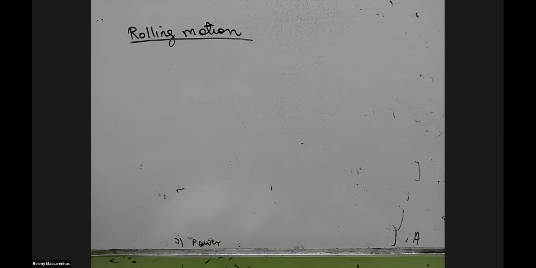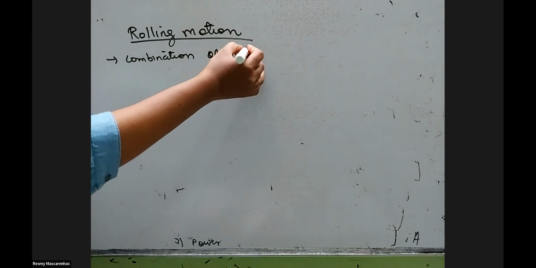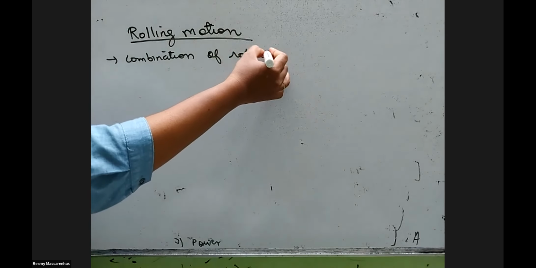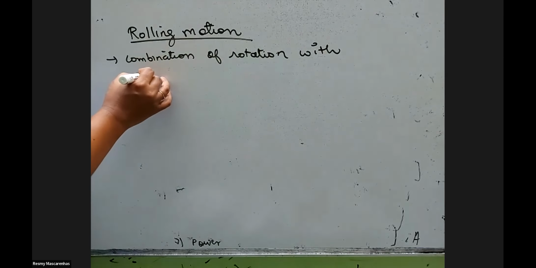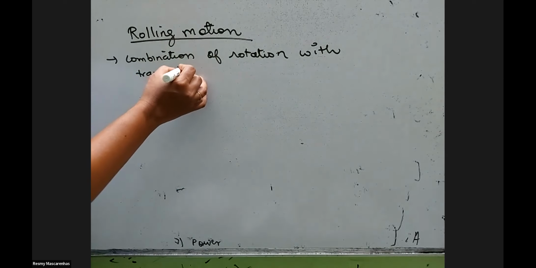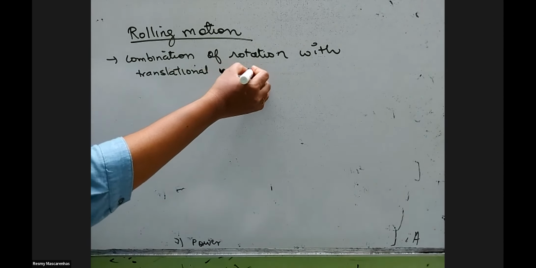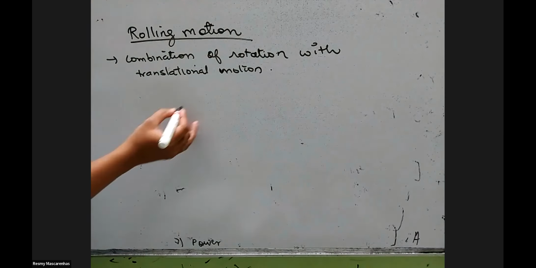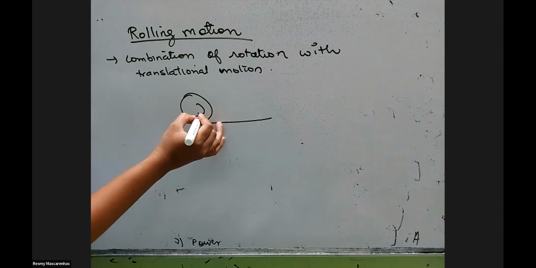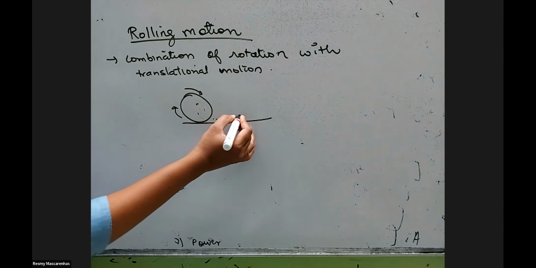So that is only purely rotational. Now this rolling motion is nothing but a combination of rotation with translation. It's like how this is also spinning as well as it is going in the front also.